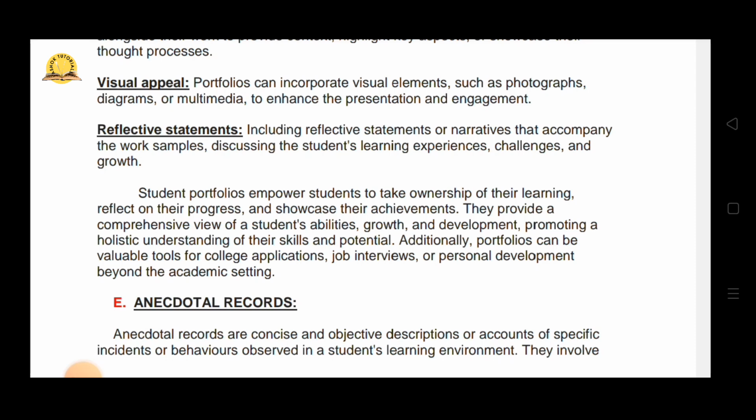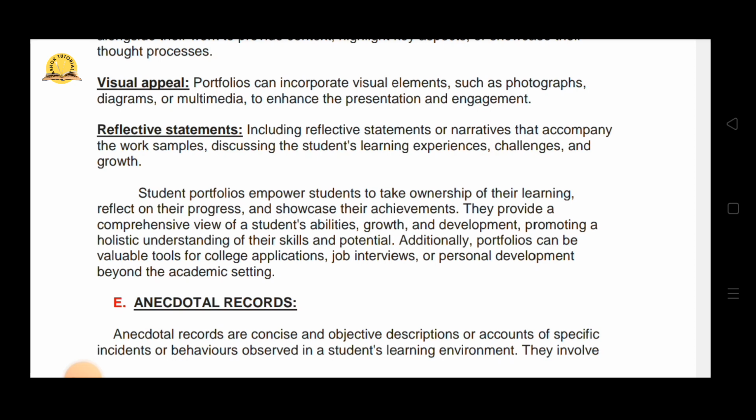Now additionally, portfolios are a valuable tool for college applications. So whenever you are applying for a college, you can show your portfolio, all right? Whenever you are going for job interviews, you can show your portfolio, which means your achievements are included there, your certificates, your medals, and whatever you have done for the society, your charity work, anything can be included here. Your personal growth, your skills, right? Your education, your experiences, everything will be included in that particular portfolio.